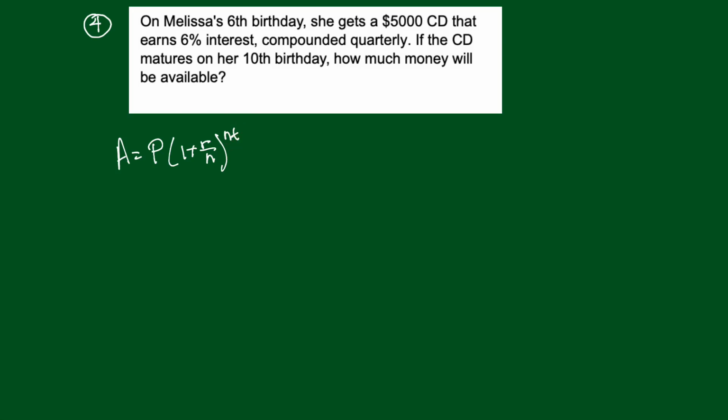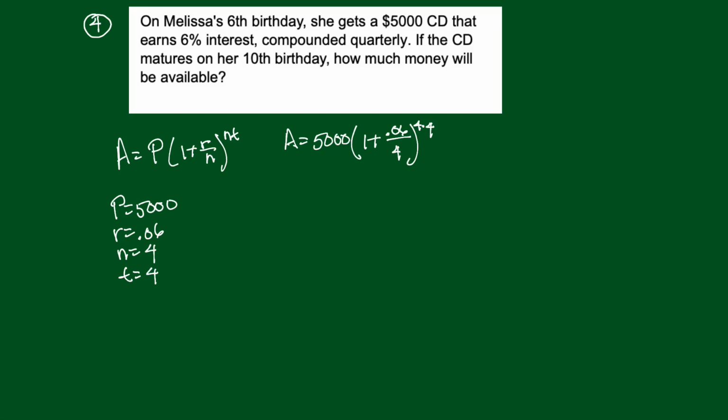All right, so here's what we've got. P is equal to 5,000. R is equal to 0.06. N is equal to quarterly, so 4 times a year. And T equals 4 years, from birthday number 6 to 7 to 8 to 9 to 10. So let's substitute these numbers in, and we will get A is equal to 5,000 quantity, 1 plus 0.06 over 4, raised to the 4 times 4 years.